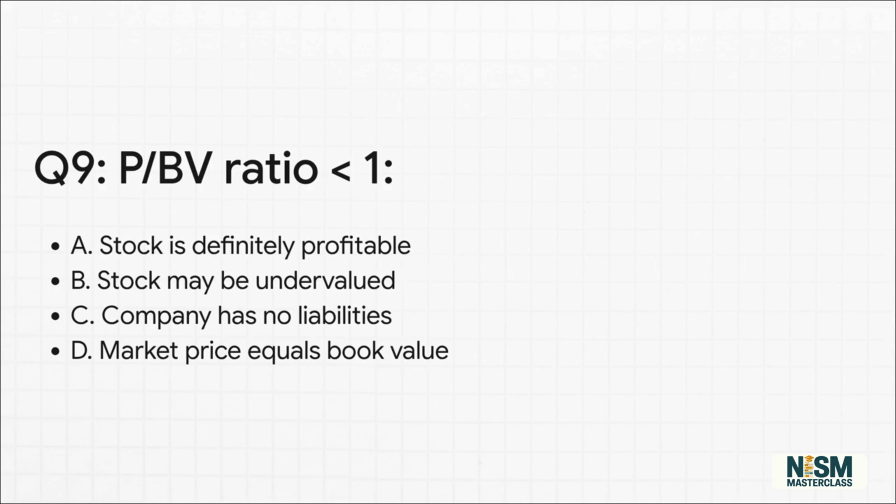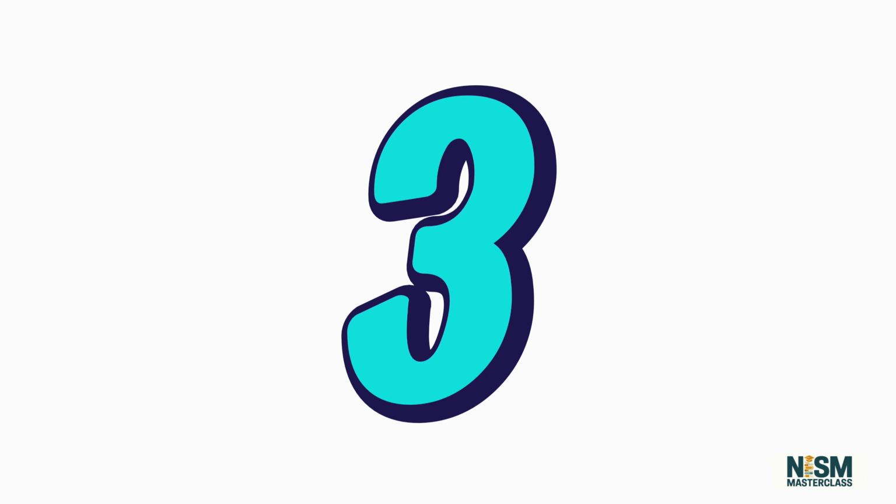Question 9. P/BV ratio below 1 may indicate A. Stock is definitely profitable, B. Stock may be undervalued, C. Company has no liabilities, or D. Market price equals book value. Pause now if you need more time.